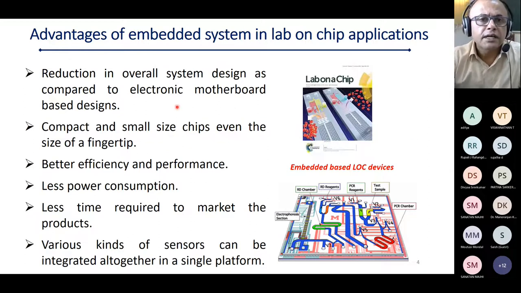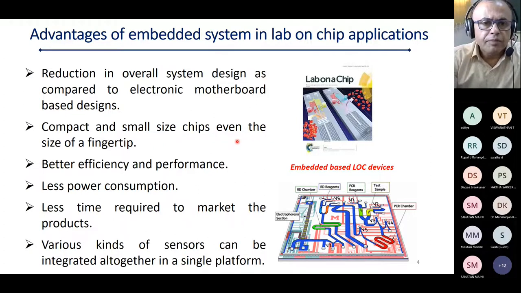So the advantages are a reduction in the overall system size as compared to the electronic motherboard kind of design, very compact and small size. It gives better efficiency and performance because with embedded software I can do many things instead of using the conventional circuit. Low power consumption, less time required to market the product, and various kinds of sensors can be integrated together in a single platform, with various channels.